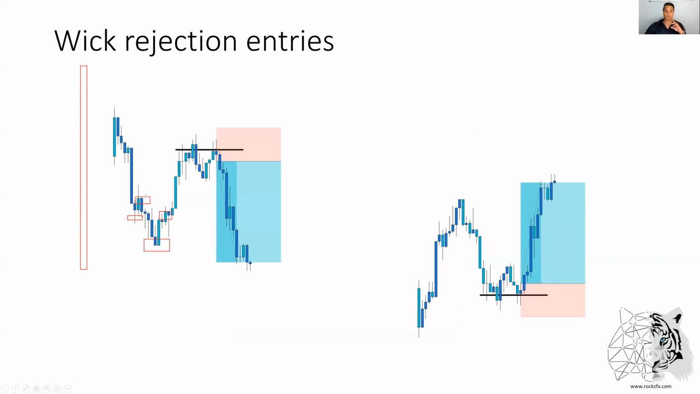It's so easy to draw a level like this, and it's so easy to think that price is now moving up in an uptrend. And then you start to draw a double bottom like this, and then you buy it, and then you get stopped out.